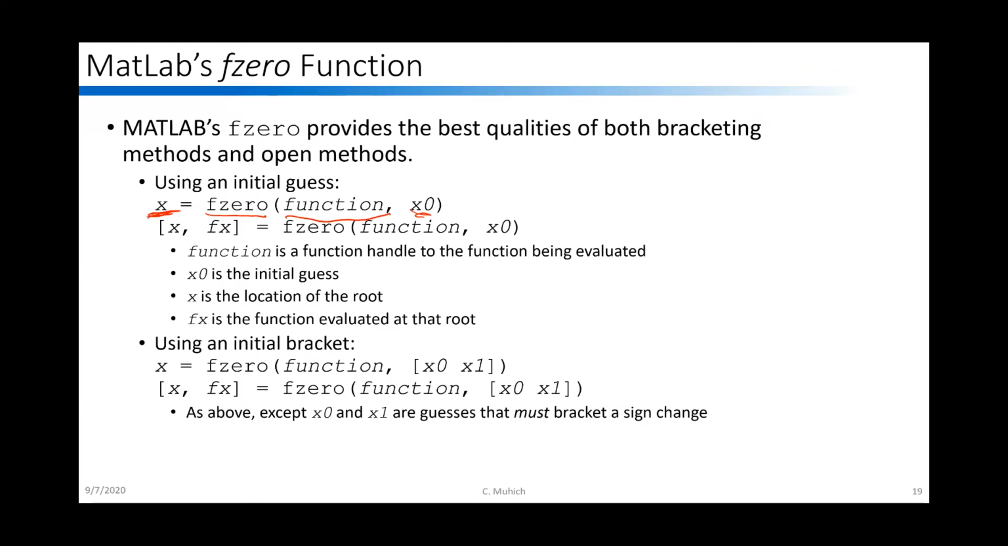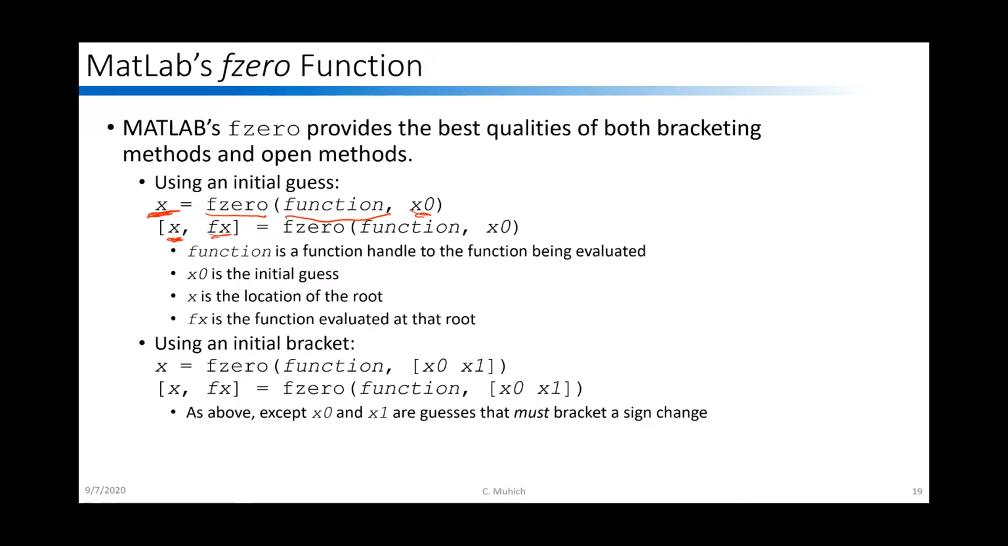Okay, so that makes fzero quite robust. We can also get a little bit more information by saying x comma f of x. So this is going to not only tell us what the root is, but what the function value is at that root. So this will tell us how well converged it is.